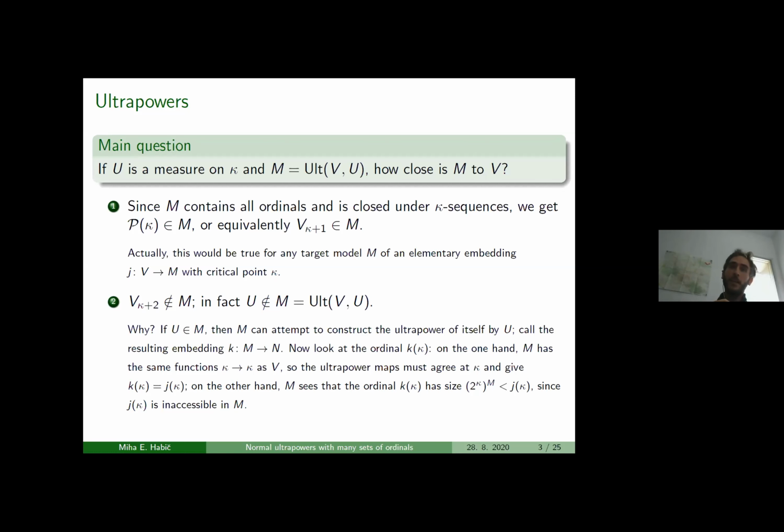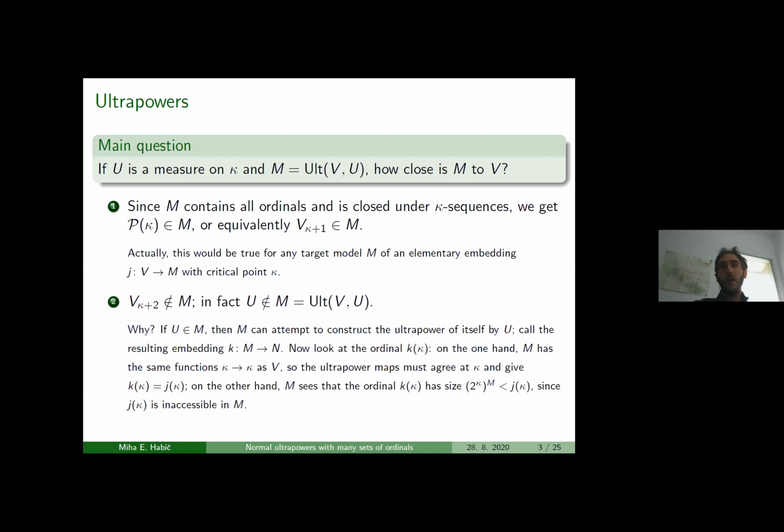All right. So from one side, I get a fair bit of closeness. Since M contains all ordinals and is closed under kappa sequences, we're going to get all subsets of kappa to be in M. Why? Well, because what is a subset of kappa but a length kappa binary sequence? Equivalently, we could restate this as saying that V_{kappa+1} is an element of M. So M computes the kappa plus first initial segment of the universe correctly.